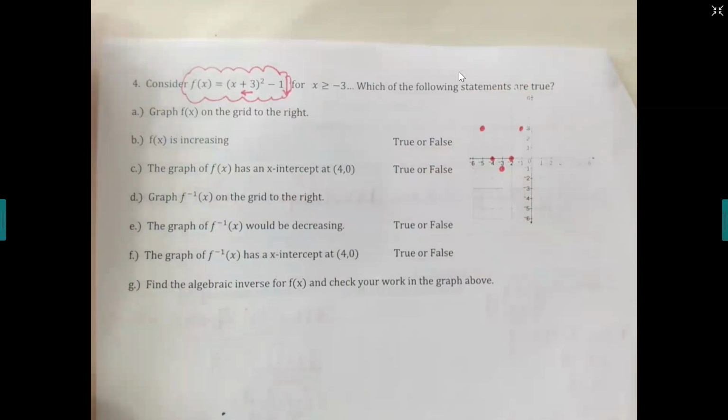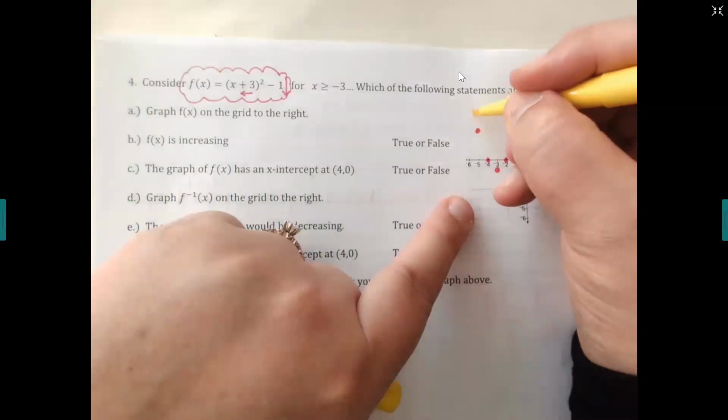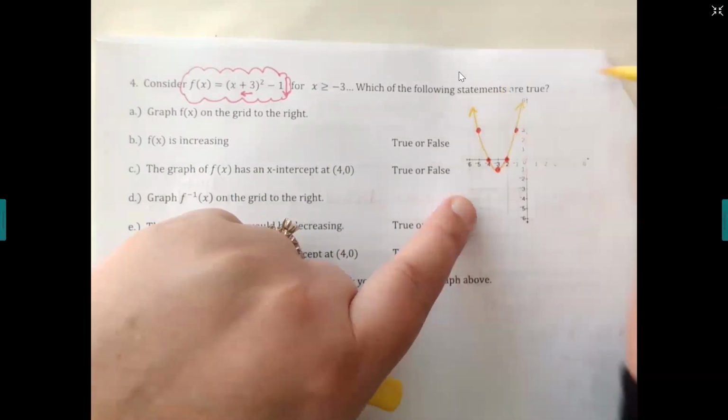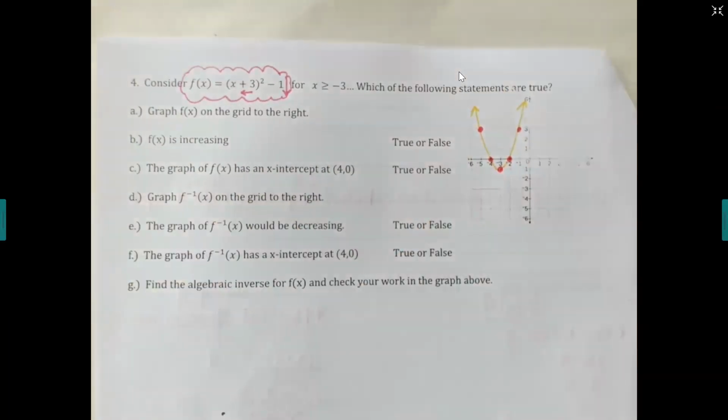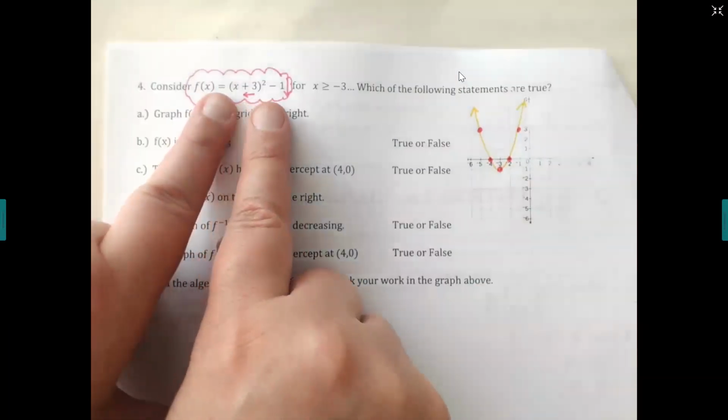That would be if I wanted the entire parabola. Okay, so I'm going to connect it in yellow, but this is not going to be your whole graph. Okay, why do I not want the whole parabola? What does it say after the equation for x is where?